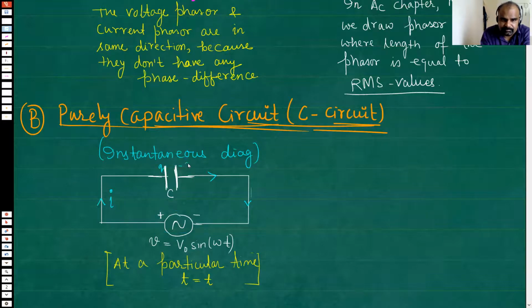So that is why a current will be there. And what is the relation between this current and this charge? It is I equal to dq/dt. Okay, fine. So there will be current.